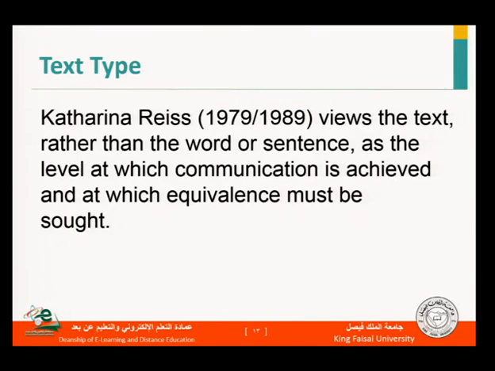Now, text type. Katharina Reiss talks about text types, and she views the text, rather than the word or sentence, as the level at which communication is achieved and at which equivalence must be sought. عندنا كلمتين: text وequivalence. النص بالنسبة لكاثرين رايس هو الأهم الذي يجب أن نعتمد عليه في تحقيق التواصل وفي تحقيق عملية equivalence، اللي هو التكافؤ المعنوي. We don't depend on the word, as she suggests. هذا تقوله مين؟ كاثرين رايس، واحدة من العالمات المهمات في هذا المجال. She suggests that the text is the most important. The word and sentence will come after that. But generally and initially we have to concentrate on the text.